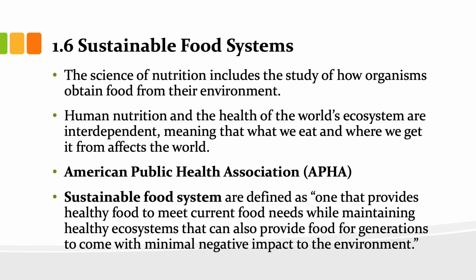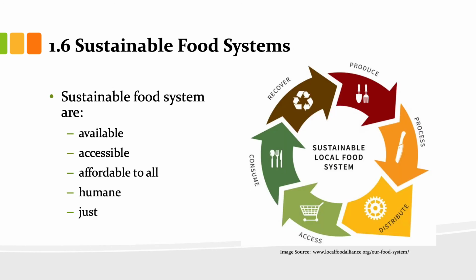The science of nutrition includes the study of how organisms obtain food from their environment. Human nutrition and the health of the world's ecosystem are interdependent, meaning that what we eat and where we get it from affects the world. A sustainable food system is defined as one that provides healthy food to meet current food needs while maintaining healthy ecosystems that can also provide food for generations to come with minimal negative impact to the environment. Sustainable food systems are available, accessible, affordable to all, humane, and just.